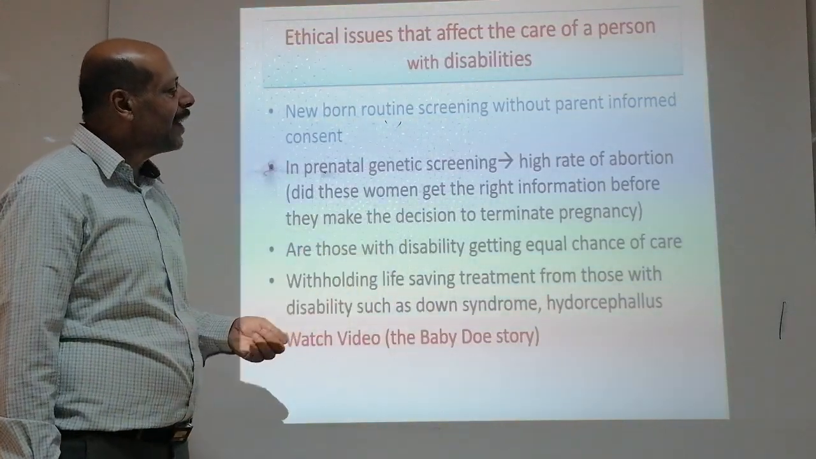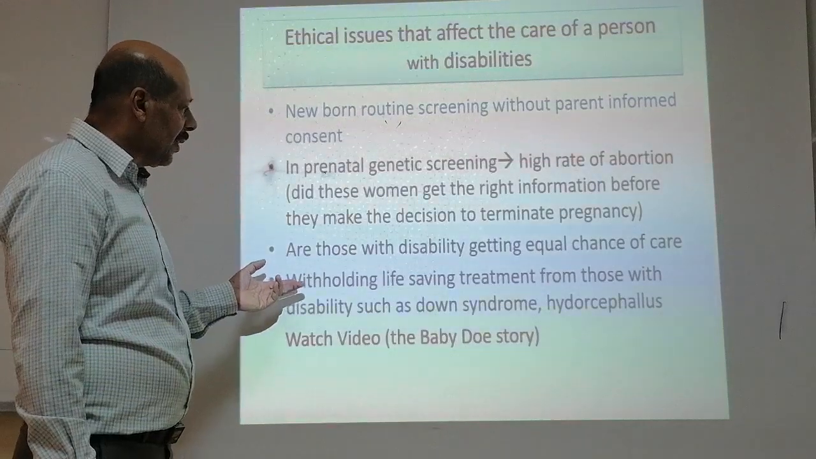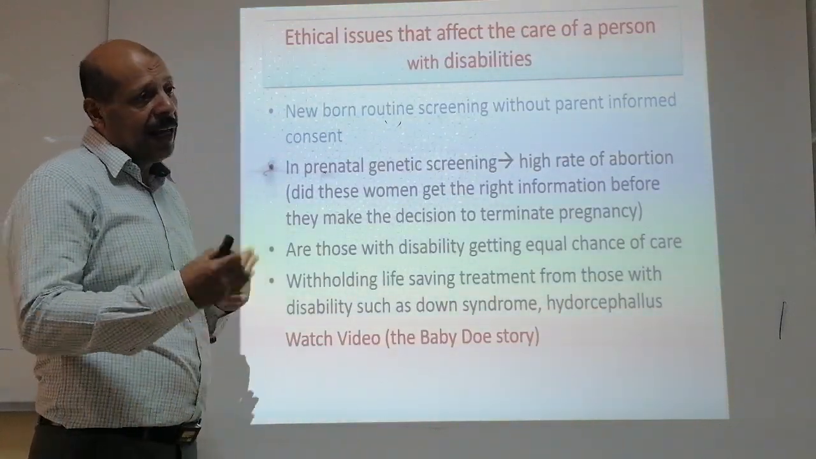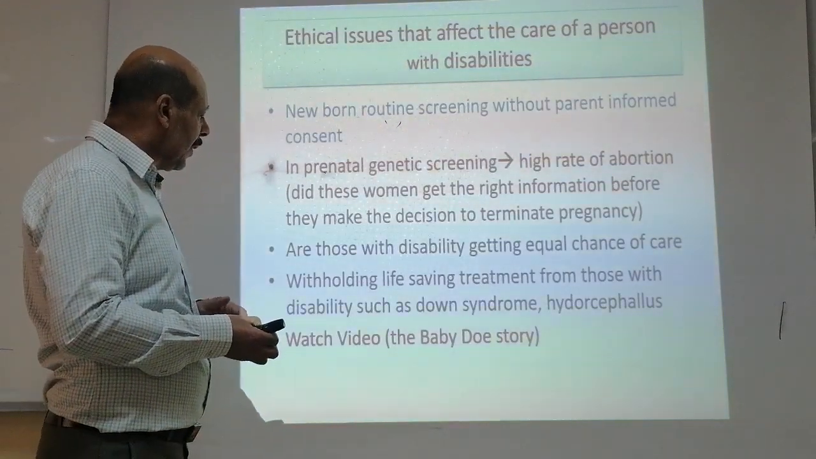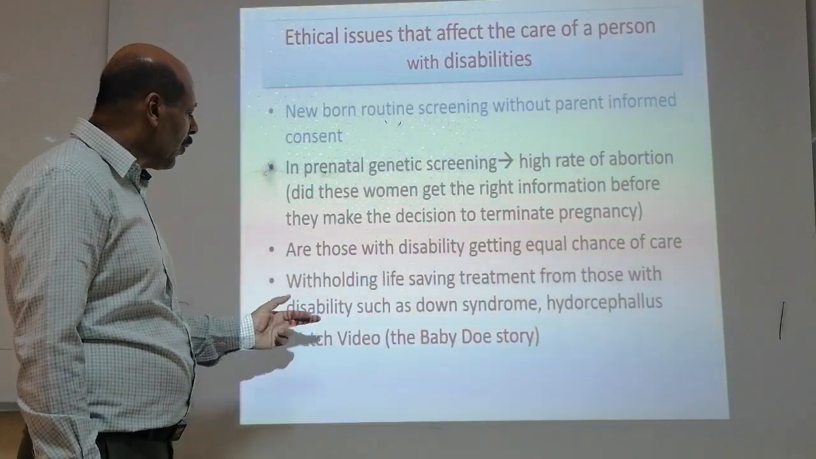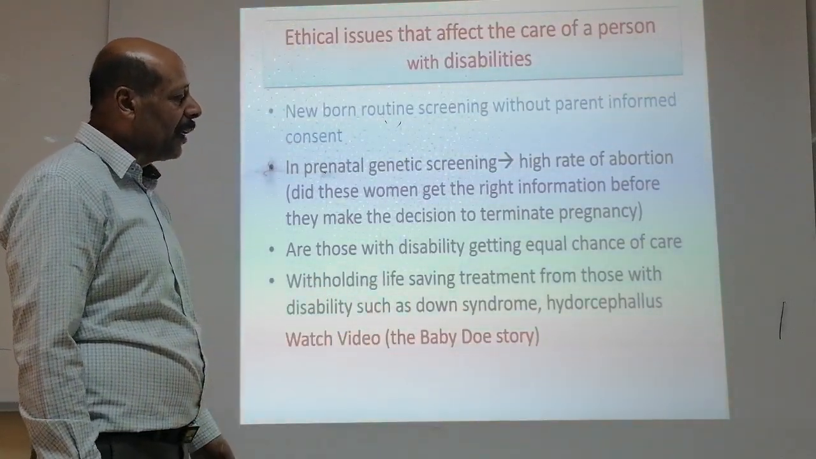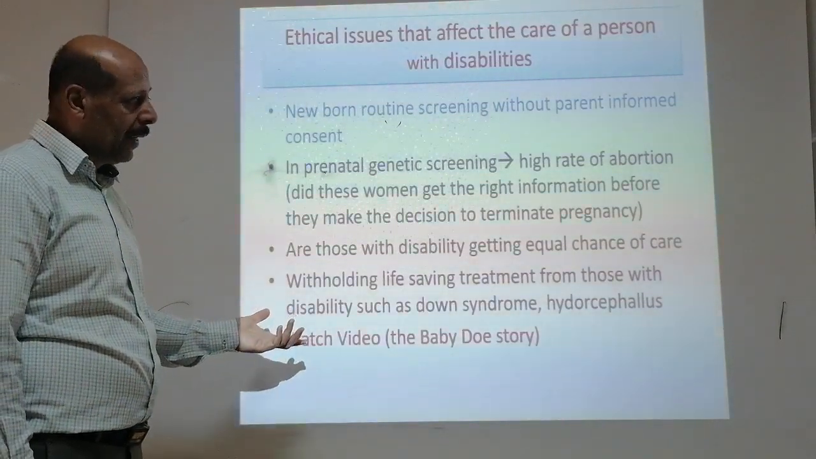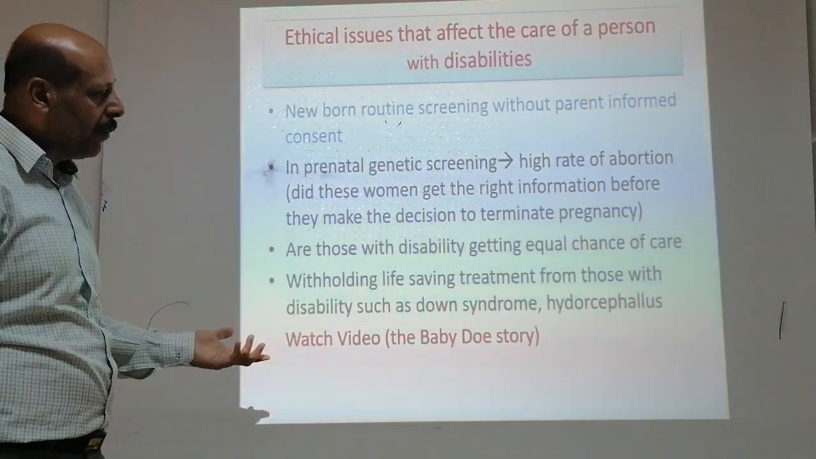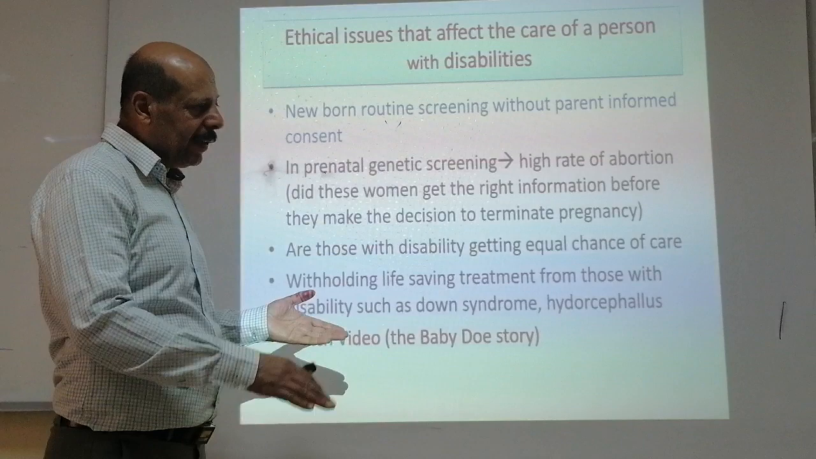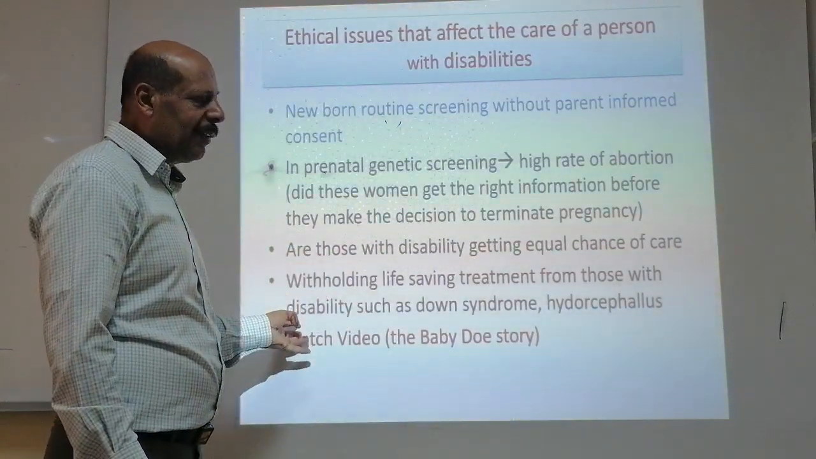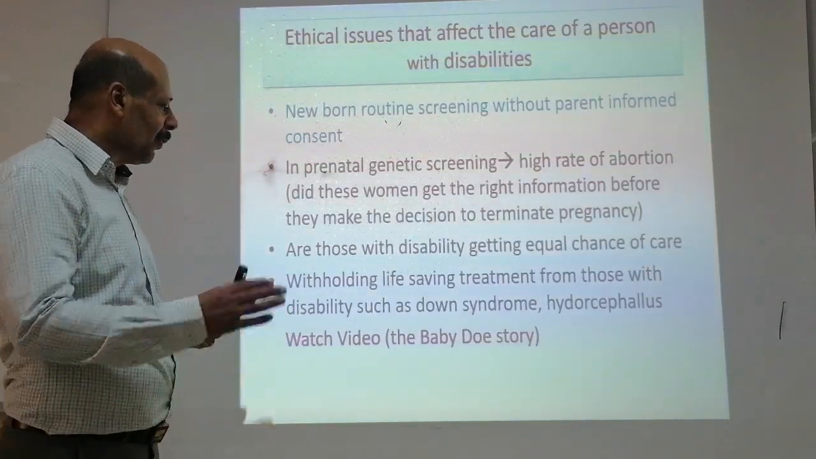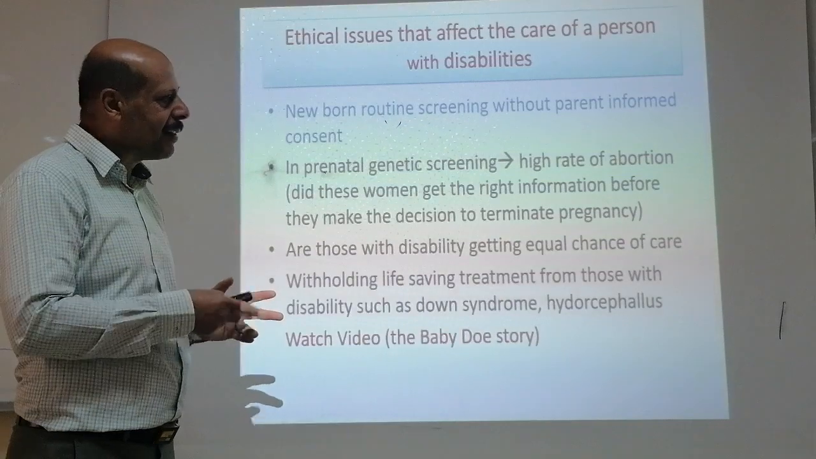Area: those with disability getting equal chance of care. So are we providing care equally for those who are disabled as the others who are normal? Withholding life-saving treatment from those with disability, such as Down syndrome, hydrocephalus. So what can we do for them? Some people might withhold the medication from them in order to decrease their lifespan. Is it ethical to do that? So these are not simple issues. It is related to the ethics, also against law, sometimes against religion.